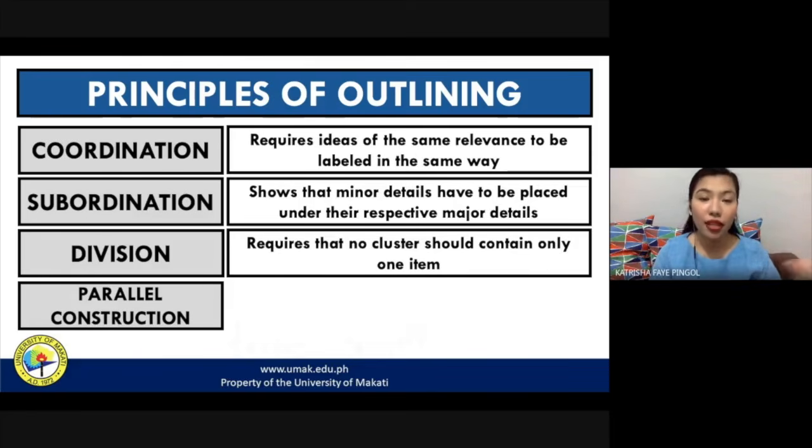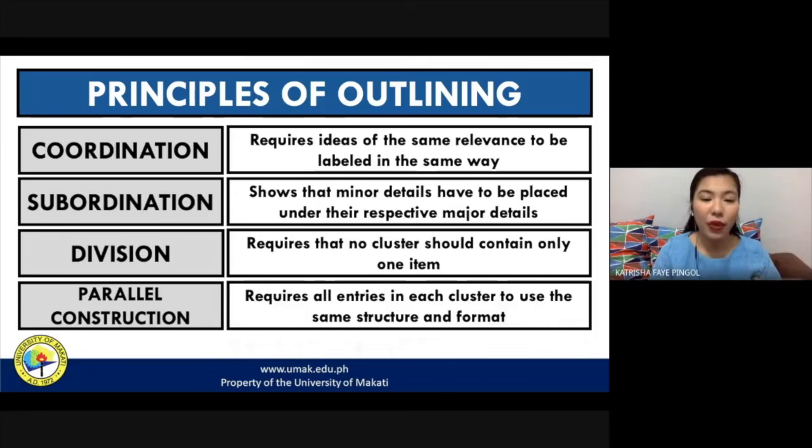Next, parallel construction. Whenever you create an outline, you also need to consider that you have to make the format or the layout parallel. Okay, what do we mean by that? It simply requires that all entries in each cluster should be using the same structure or format. If you already started using the alphanumeric format, then stick with the alphanumeric format. If you started using the decimal format, then stick with this decimal format. That is what parallel construction is all about. Okay, and it should apply to all of the clusters in your outline.